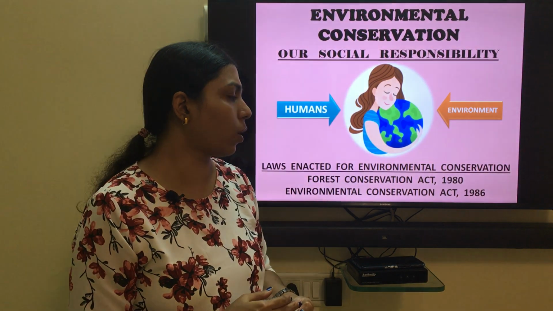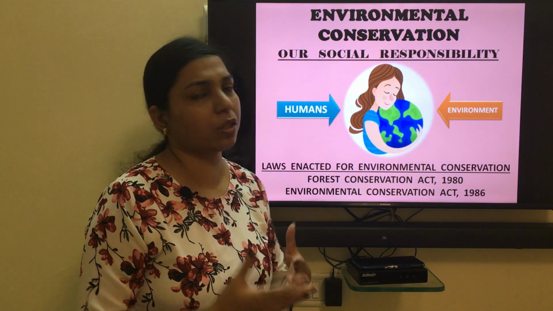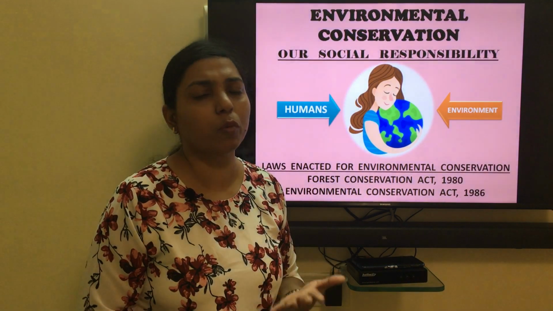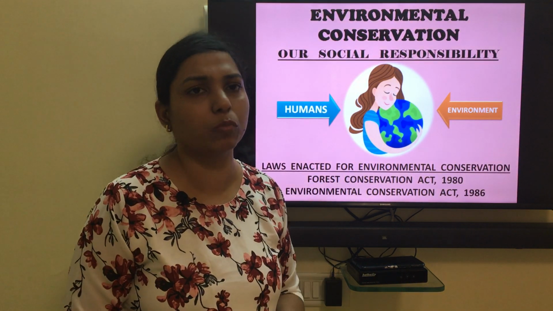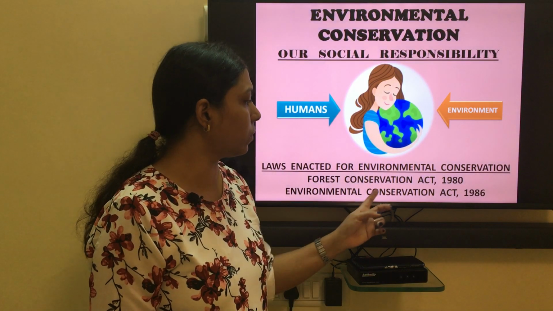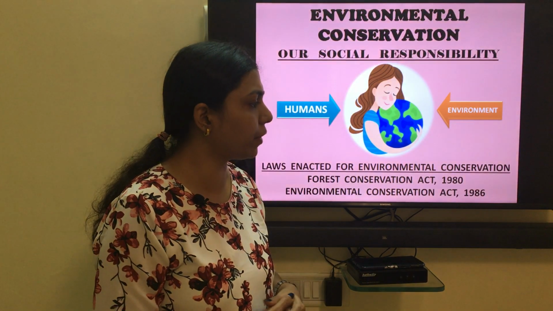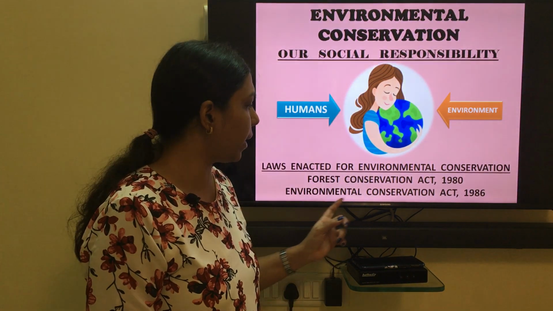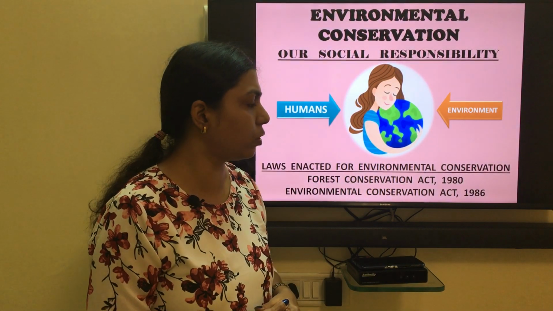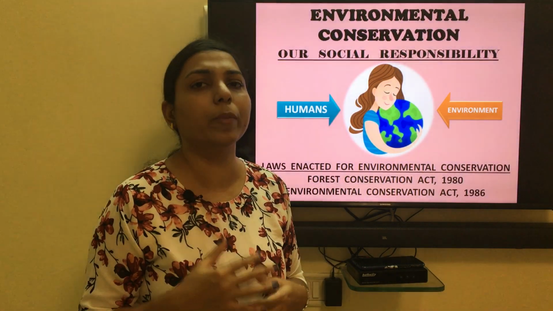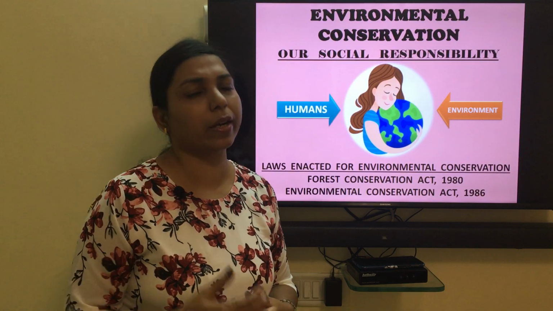There are two laws which were already made before, which we do not know much about, but it is our duty to learn more about them. It is the Forest Conservation Act, which was introduced in 1980, and the Environmental Conservation Act, which was introduced in 1986. So the government already has laws with regards to the environment.